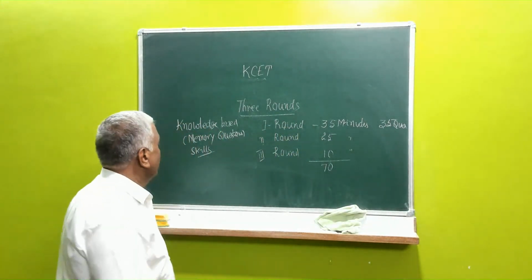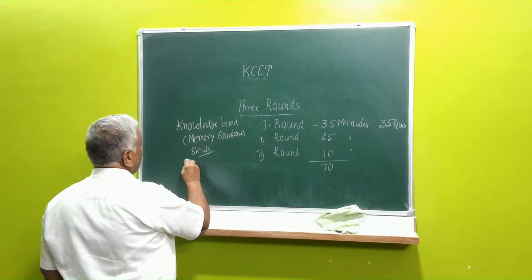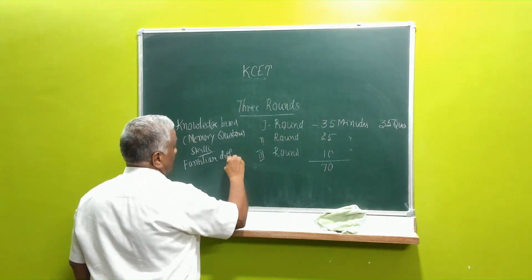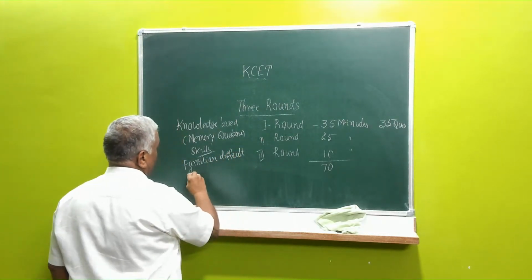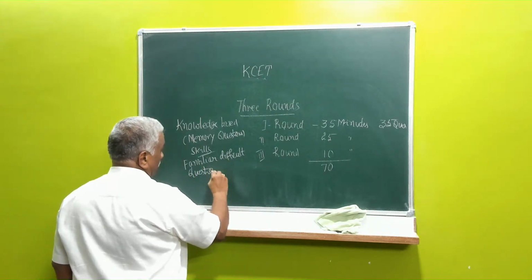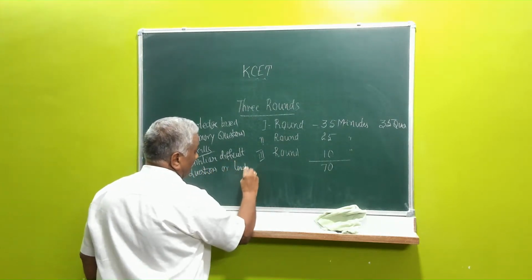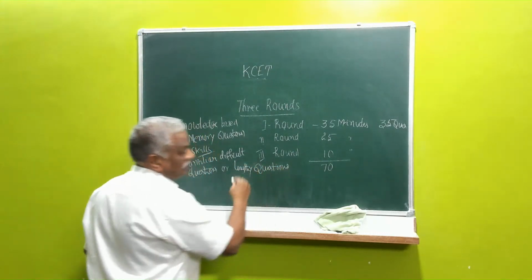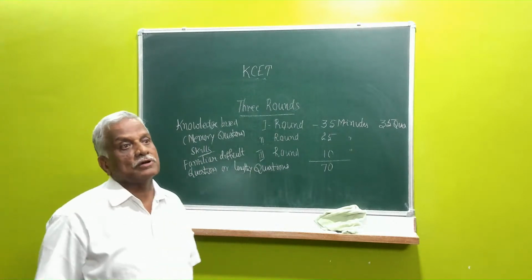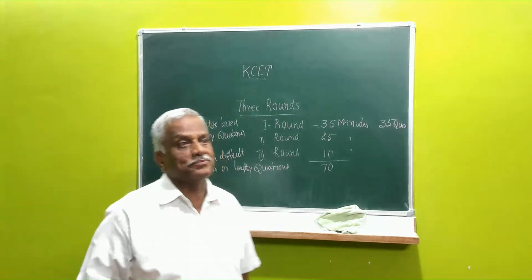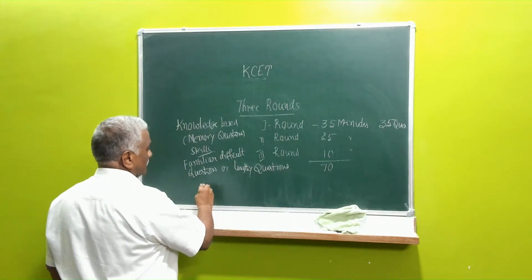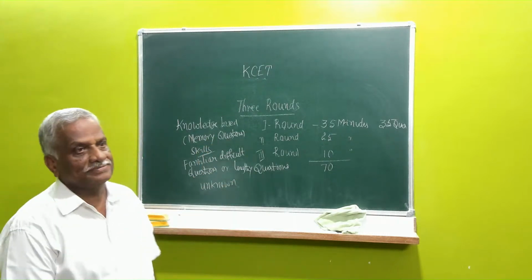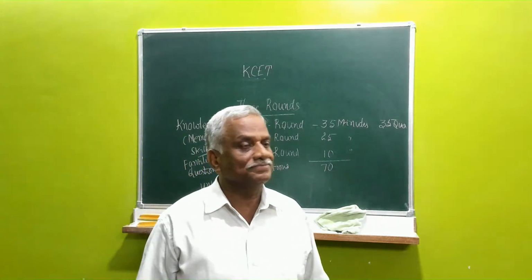The second round is familiar, difficult questions, or lengthy questions. You know how to work. The method is known to you, the question is familiar. It requires a little more time. The third type of question is unknown. When we say unknown, we don't know whether difficult or easy.